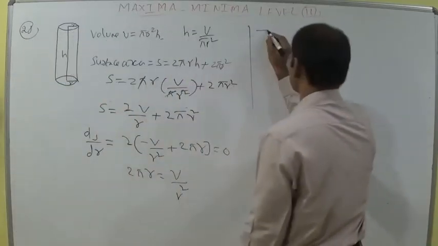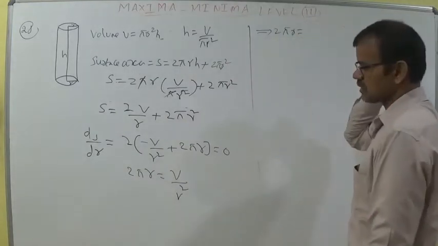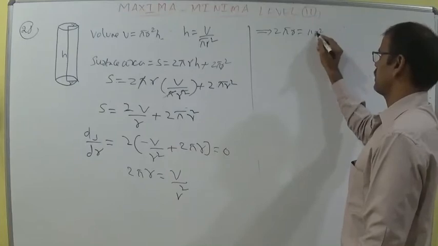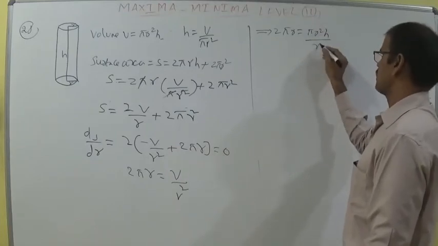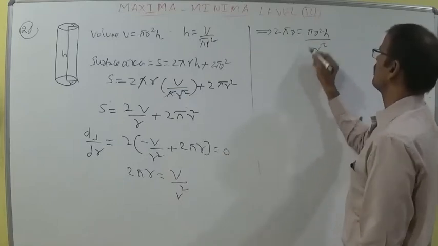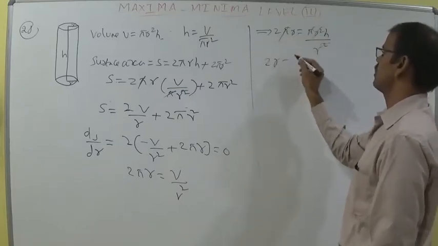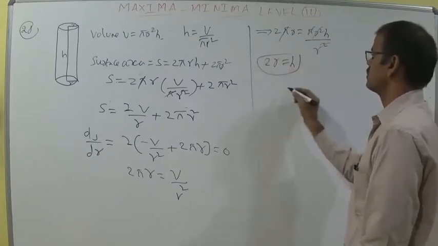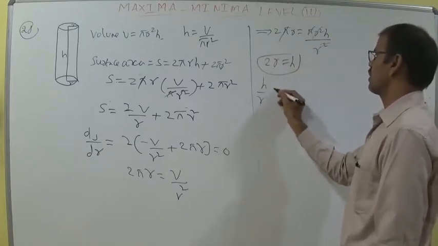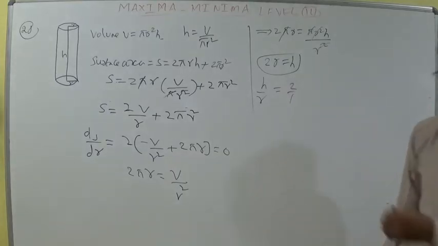That implies 2 pi r is equal to, what is the value of v? Pi r square h. Pi r square h by r square you can write. Now r square gets cancelled, pi gets cancelled. 2r is equal to h we got. So h by r, he is asking, 2 by 1 is the ratio. It is the correct option.